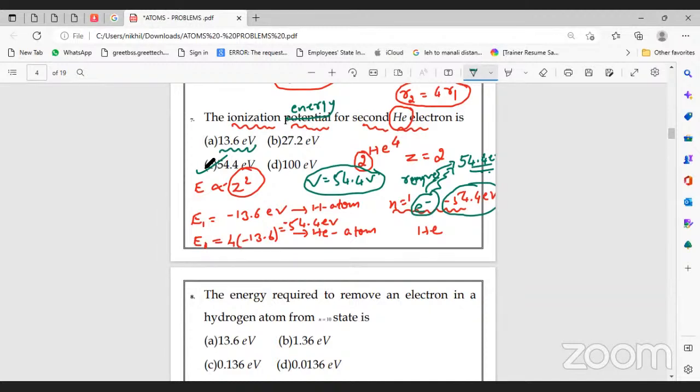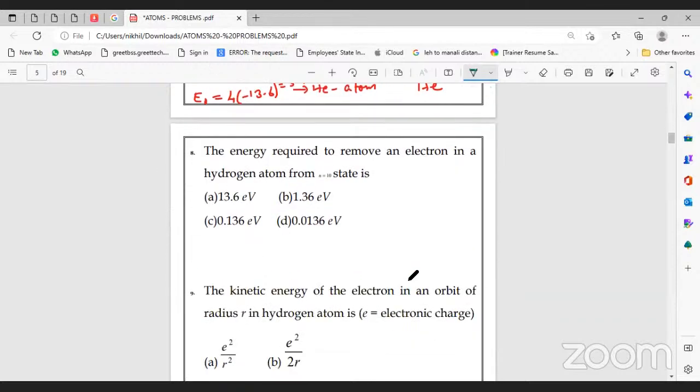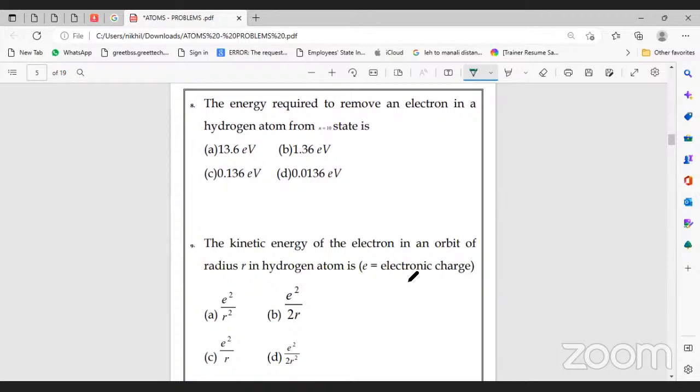Okay. Let us move on to the next problem. Look at this. The energy required to remove an electron in the hydrogen atom, they are talking about, from which state? From the n equals 10th state. So let me write. This is the first energy state, and this is the n equals 10th state.